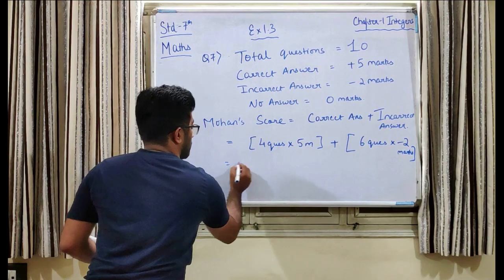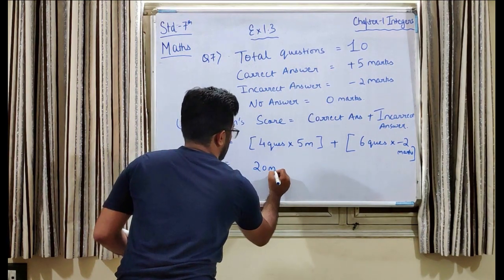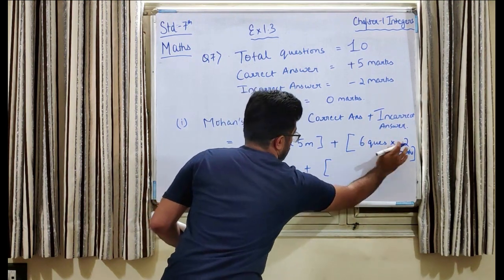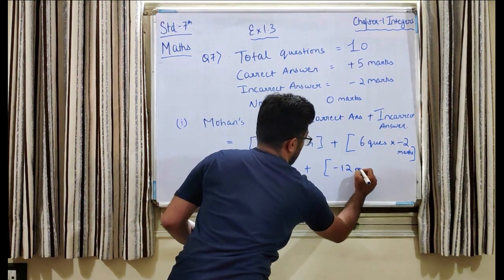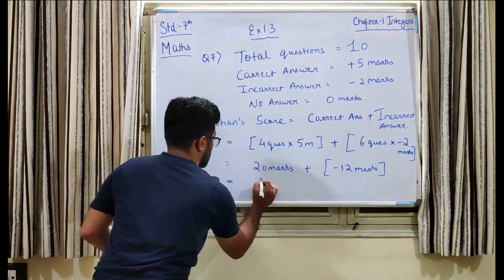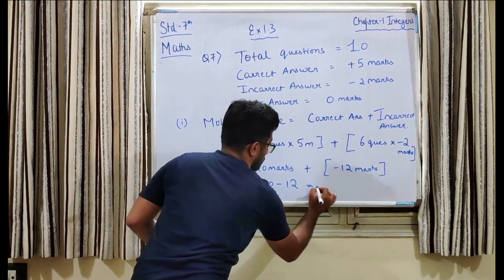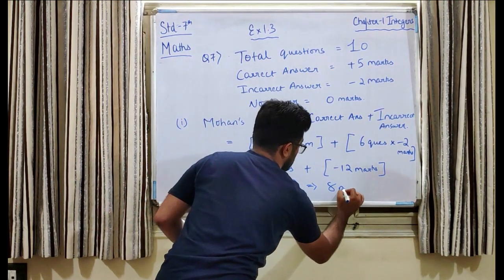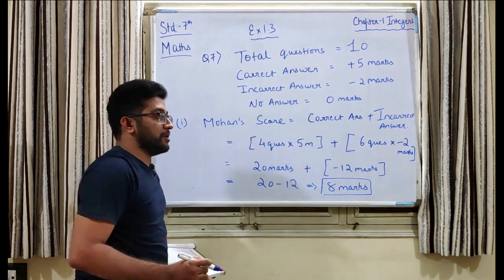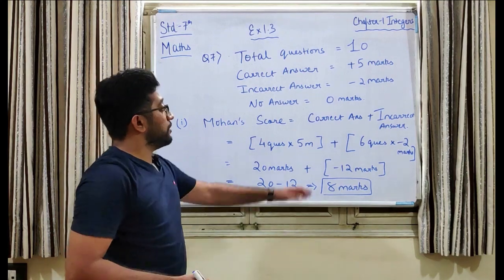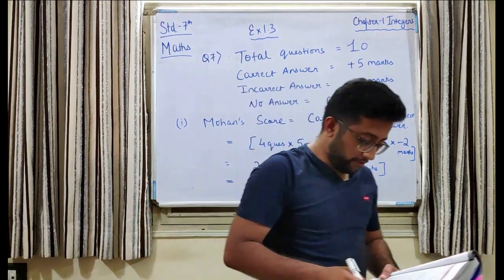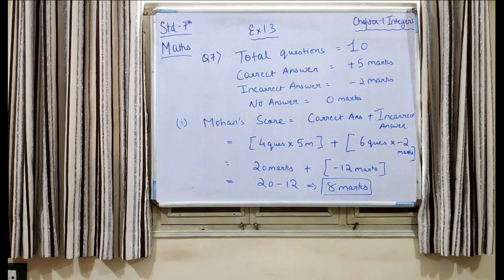So now let us calculate. 5 fours are 20 marks for the correct ones, plus minus 6 twos, that is negative 12 marks for the incorrect ones. Now 20 minus 12, so our final answer here is 8 marks. So Mohan scored a net 8 marks after 4 correct answers and 6 incorrect answers. Similarly you can try point number 2, that is Reshma.